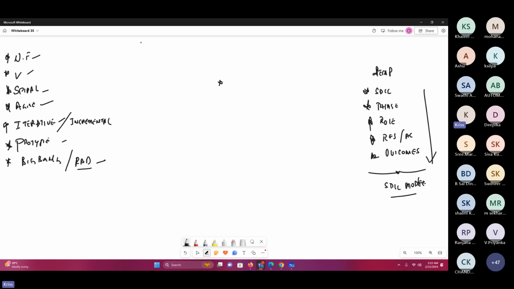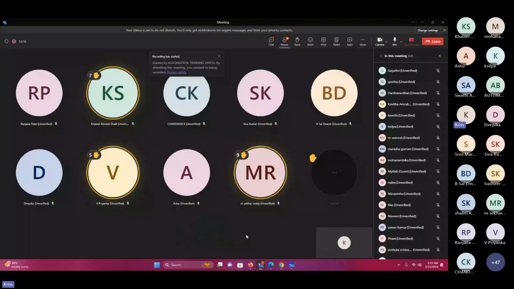These are the different SDLC models which we have talked about, right? We have the waterfall model, V model, spiral model, agile, iterative incremental model, prototype model, and RAD model. I'll be touching almost all models, but one or two I'll skip because they are not really required and are difficult or complex for you at this point. Let me take them one by one and ask you to explain them. So now, what is the waterfall model?